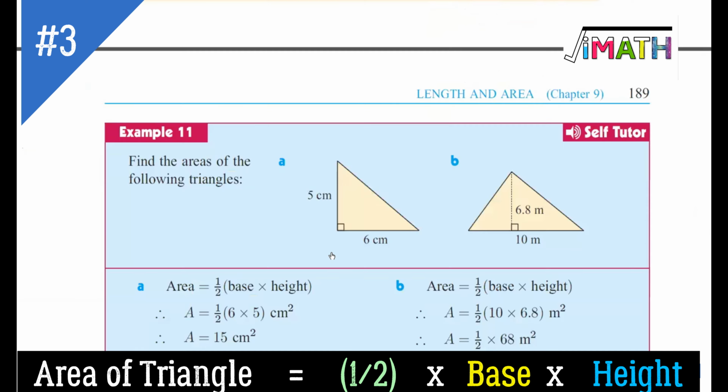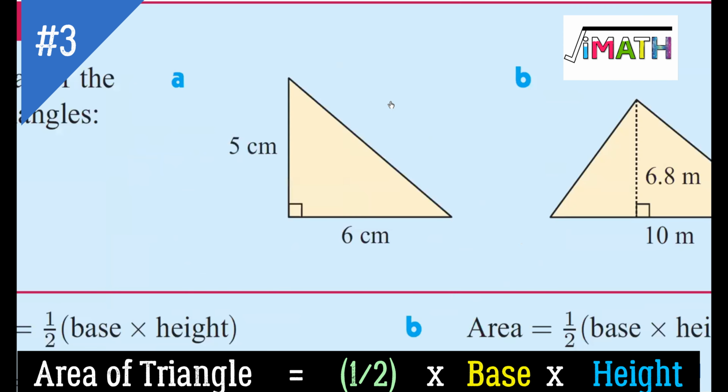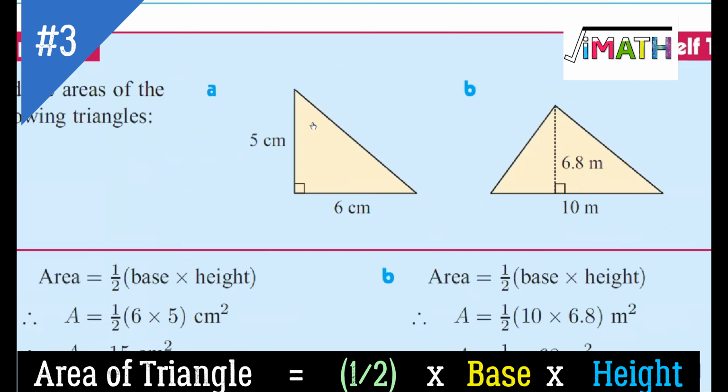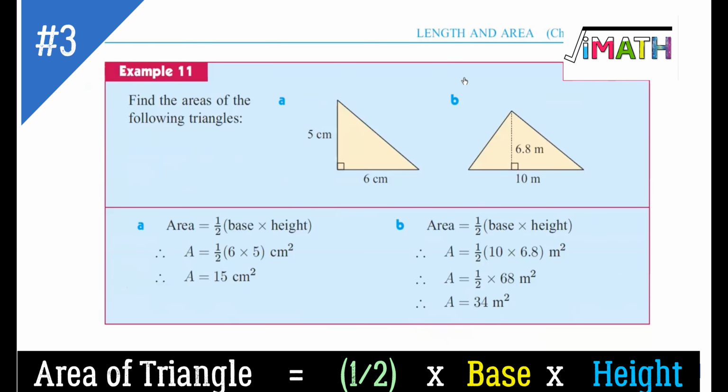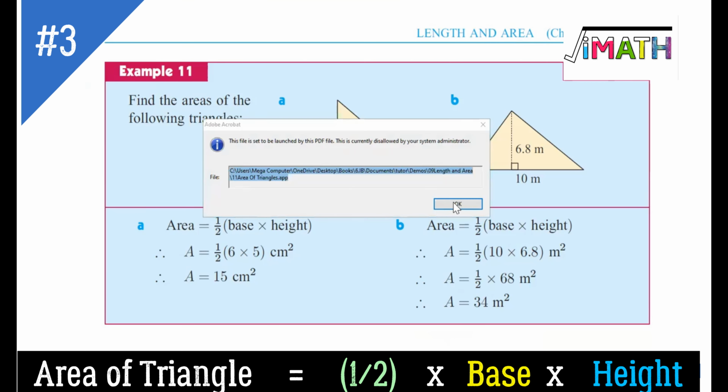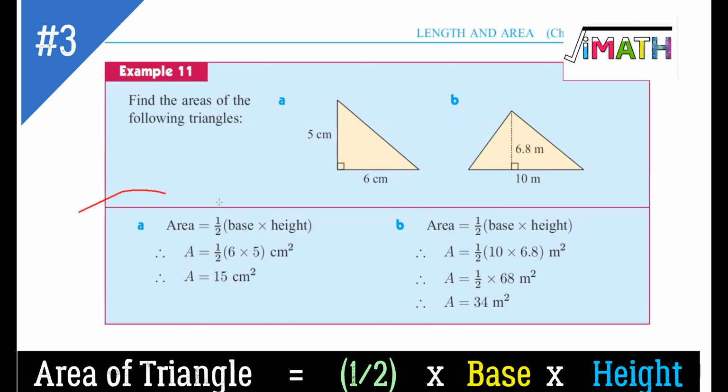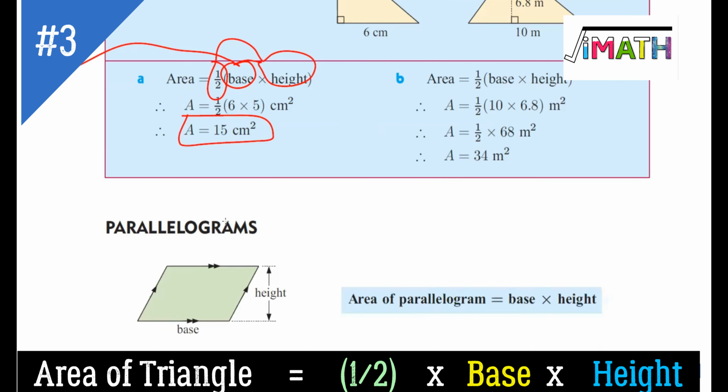So let's try to apply this concept here. If you want to find the area of this triangle, like example 11a, you multiply the lower side, base, with the height and just half it. So if you can see here, the base is 6, the height is 5, and you just half them, and you would get the area of the triangle.